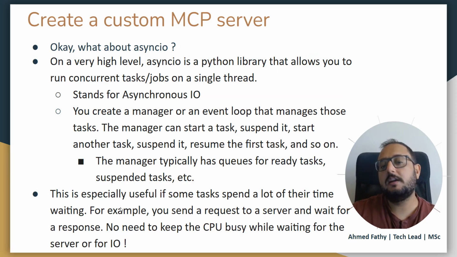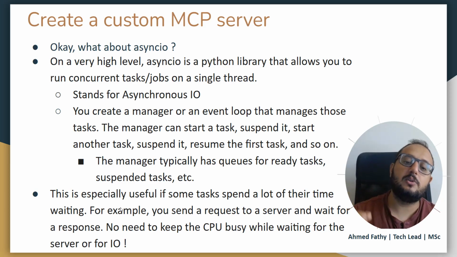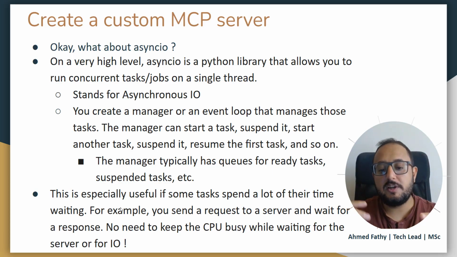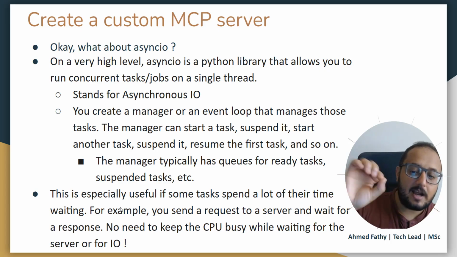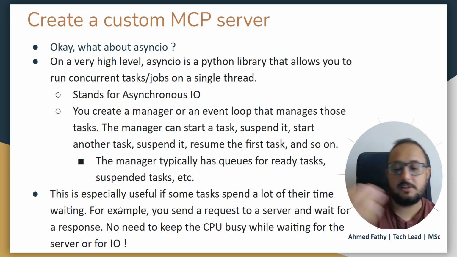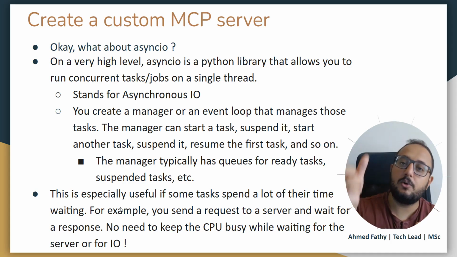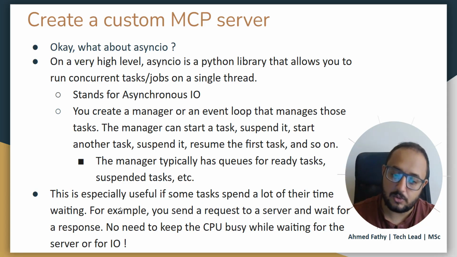But now what about asyncio? On a very high level, asyncio is a Python library that allows you to run concurrent tasks or jobs on a single thread. It stands for asynchronous I/O, obviously. It allows you to create a manager, or an event loop, for the tasks. The manager can start a task, suspend a task, start another task, suspend it, and then resume the first task, and so on. The manager typically has internal queues for ready tasks, suspended tasks, and so on.